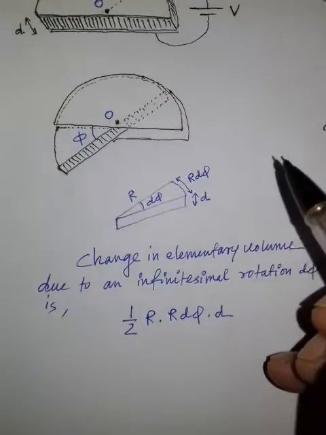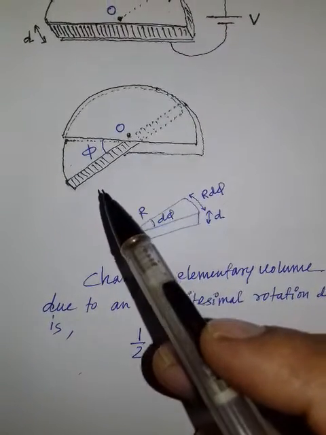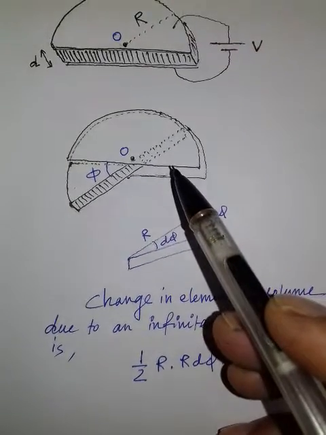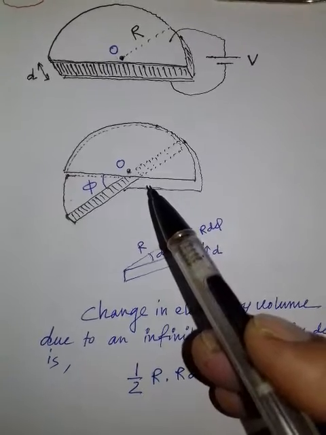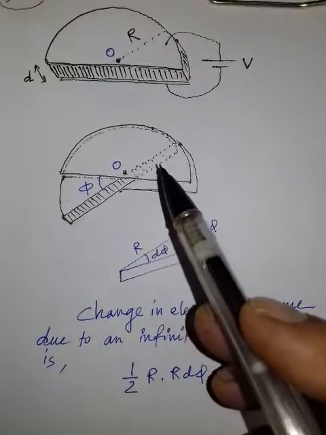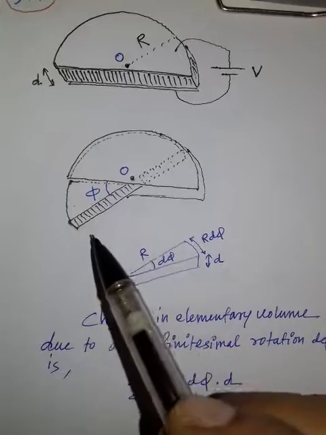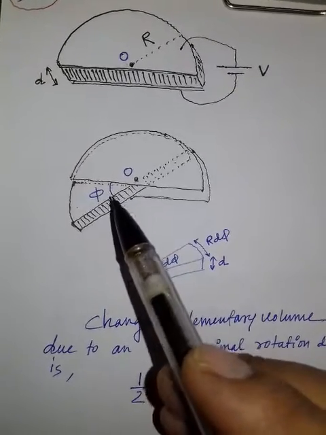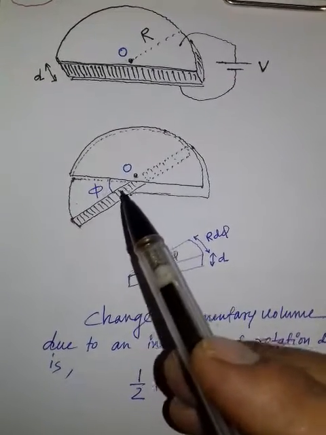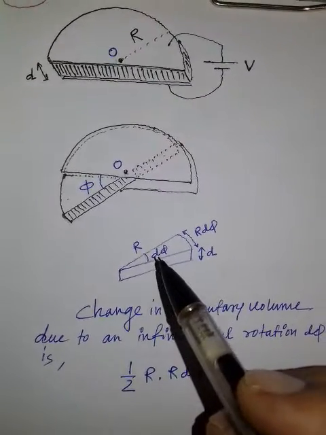Now, whenever this dielectric slab is rotated, the volume of the space between these two plates changes. Let from this position, that is, when the dielectric slab is at angular position phi, the slab is further rotated by a very small angular displacement d phi.